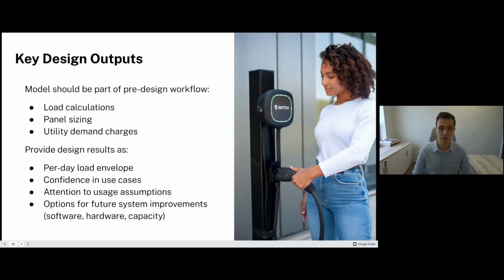In terms of the output of the work to the customer, you want to be able to provide a per day load envelope. So, hey, customer, between the hours of 10 and 8 or 10 and 6, we're going to design the system to output X kilowatts, which equates to about Y kilowatts per charger. That way they can start to think, okay, how many kilowatt hours per vehicle am I going to deliver, and pass that information on to the driver so they know what to expect.